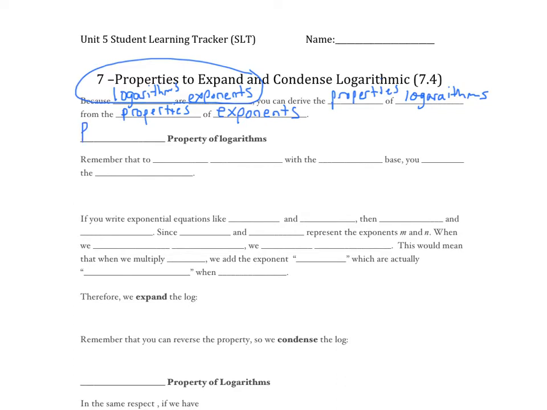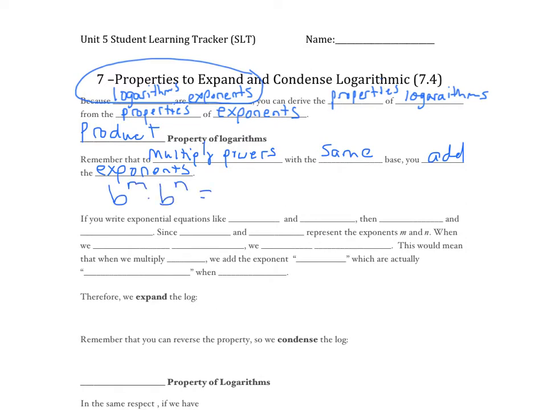Let's look at the product property of logarithms. Remember that to multiply powers with the same base, you add the exponents. So if we have b to the m times b to the n, we end up with b to the m plus n. We add the exponents.